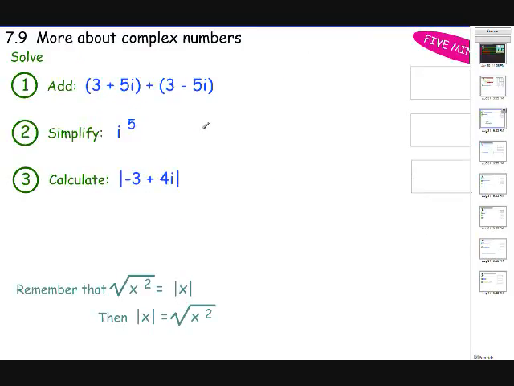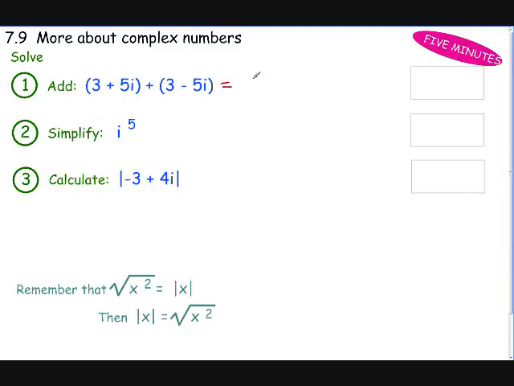Adding complex numbers. Well, we know how to do this, right? This is an addition, so nothing is going to change in here. We're going to have 3 plus 3, which is equal to 6. A positive 5i and a negative 5i will give us 0. Right? The i's are disappearing here. The important thing to pay attention to is we were adding.